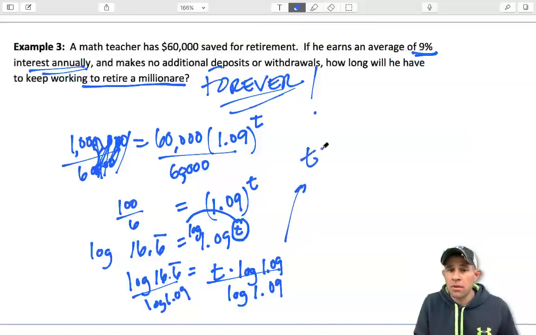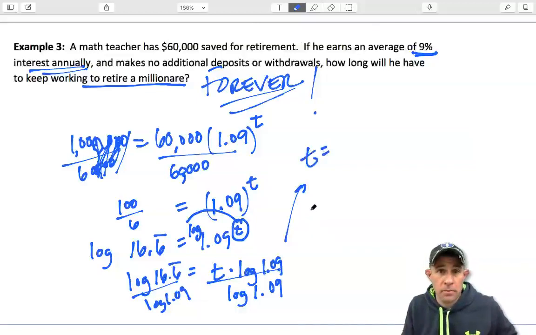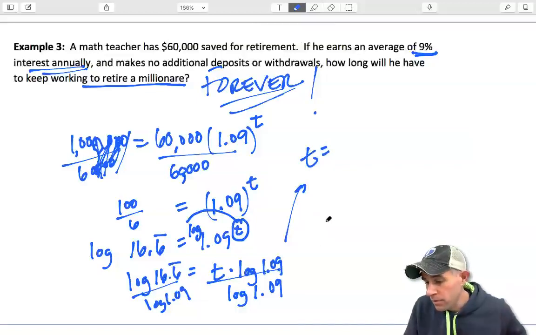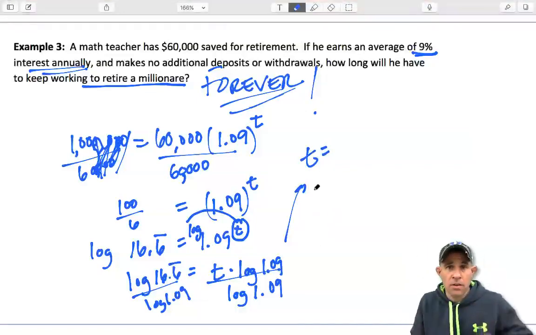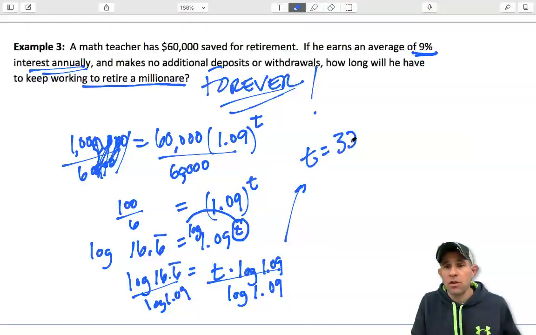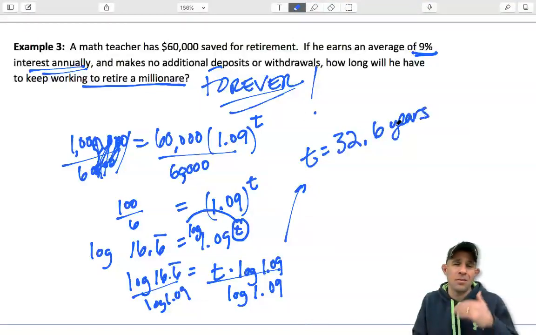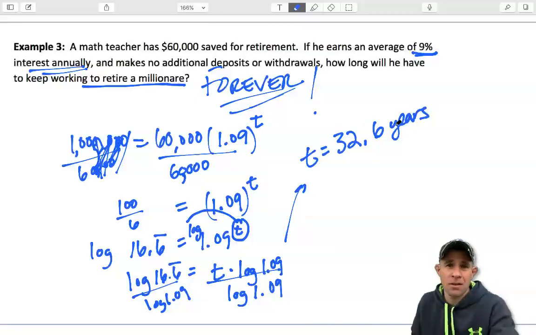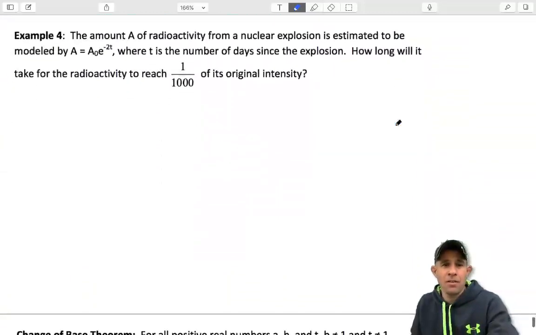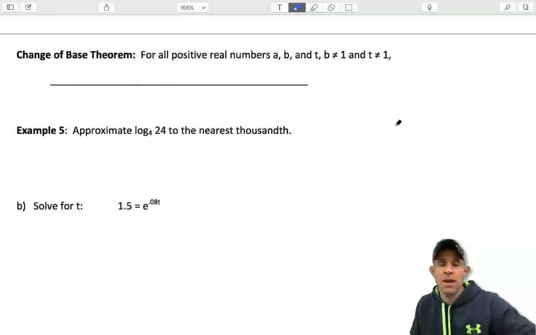T, the number of years this poor teacher is going to have to keep working and influencing the lives of youngsters like you, is 32.6 years. But you know what? You guys make it seem so easy. I'll come back and do it. All right, let's skip example 4 because I like you guys so much. Let's move on to the last part here.